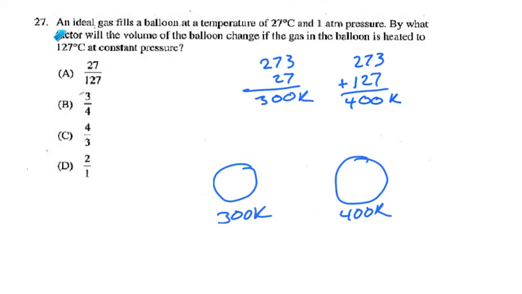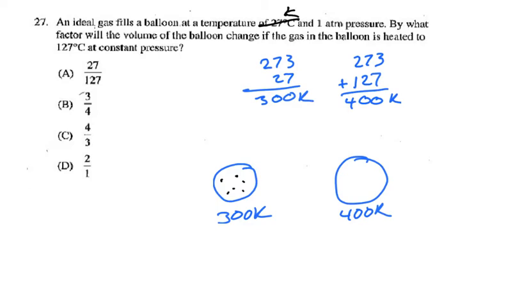Number 27. An ideal gas fills a balloon at a temperature of 27 degrees and 1 atmosphere. By what factor, as in how many times, will the volume of the balloon change if the gas in the balloon is heated to 127? So clearly we're increasing the temperature, and they want to know how the volume will change if the pressure is constant. Let's think about a little bit of kinetic molecular theory while we're here. If I have gases, you'll notice right away we need that in Kelvin. And so I've got it down here in Kelvin, where we added 273 to it.